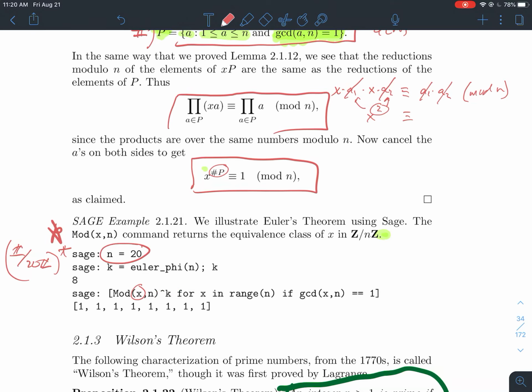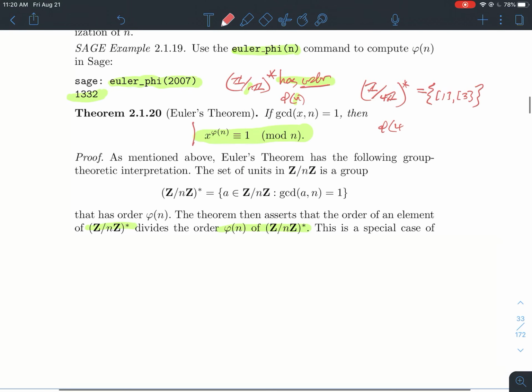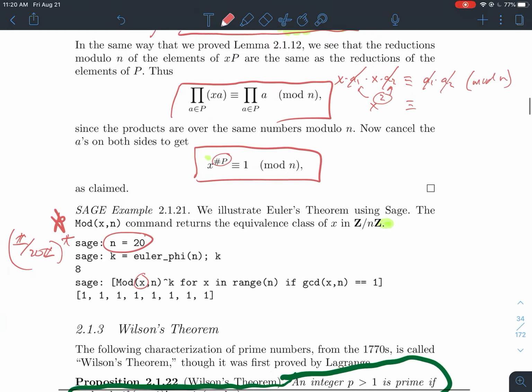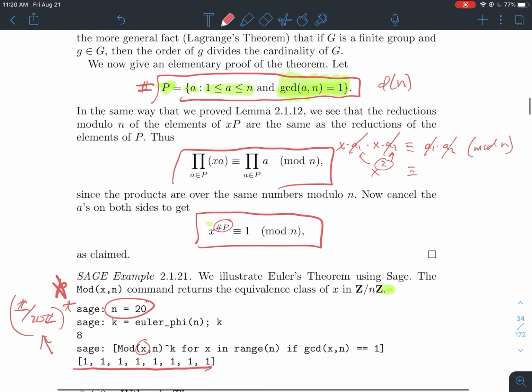What should we get? We should get 1 every time, right? If I look at Euler's theorem, this says that x to the 8th should always be equal to 1 mod 20, because that 8 is phi of 20. Euler's theorem predicts that that should happen. And all this Sage computation is trying to do is very quickly show that if you raise each element of Z mod 20Z star to the 8th power, you get 1. And that's all we wanted to verify here.